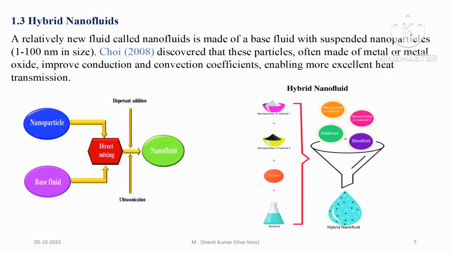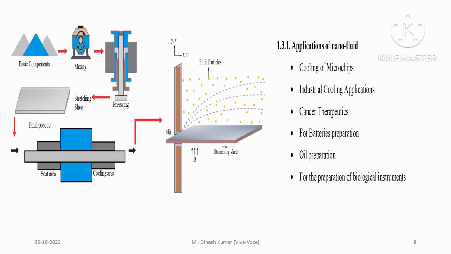Hybrid nanoparticles were invented by Choi, and their size is 1 to 100 nm. If you mix two or more nanoparticles into a base fluid, it is known as a hybrid nanofluid. And this is the preparation procedure.